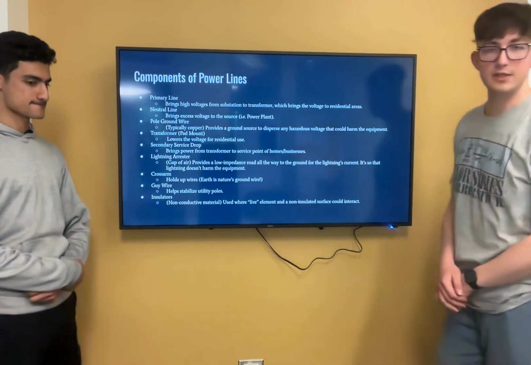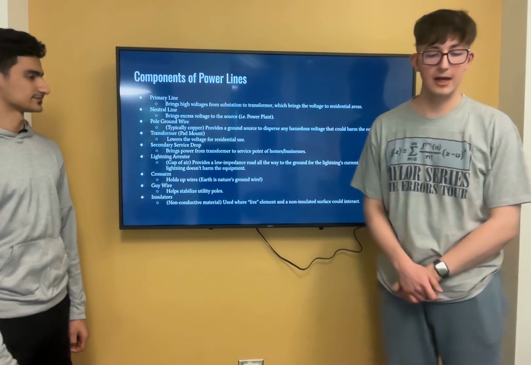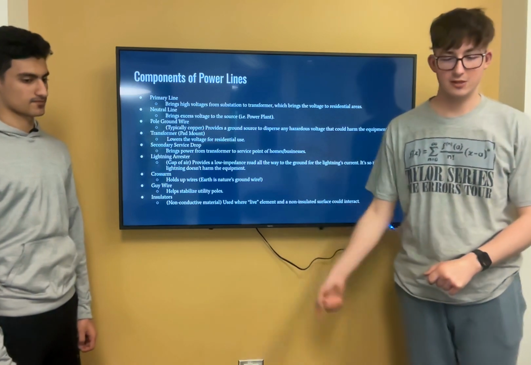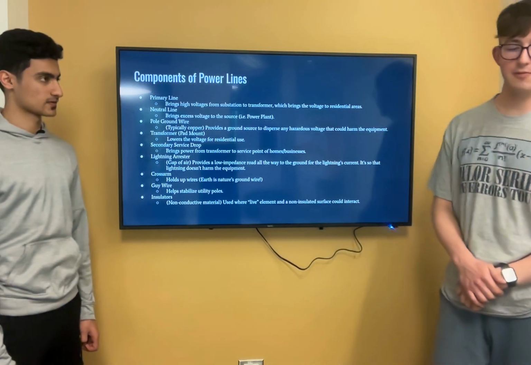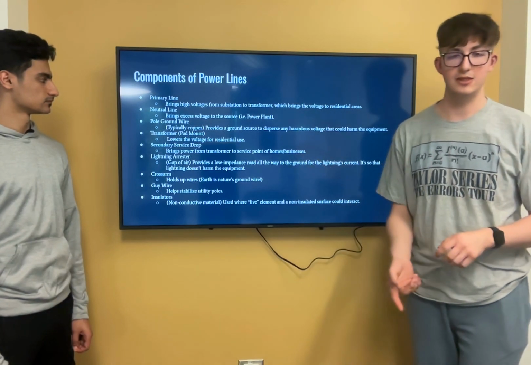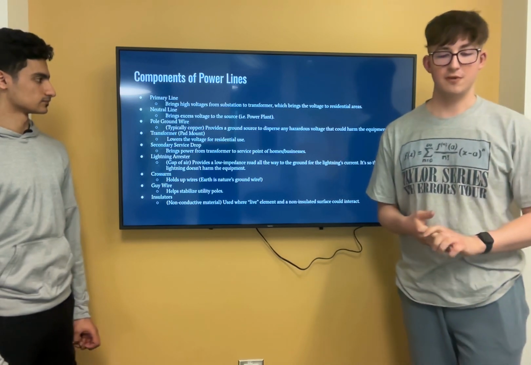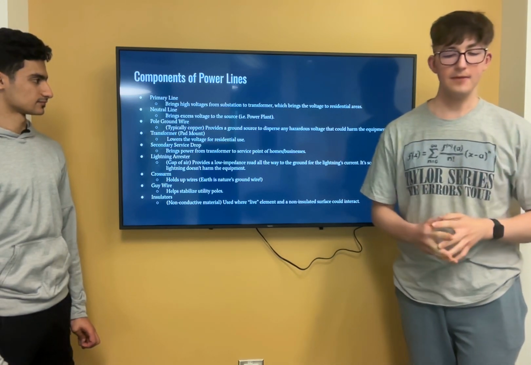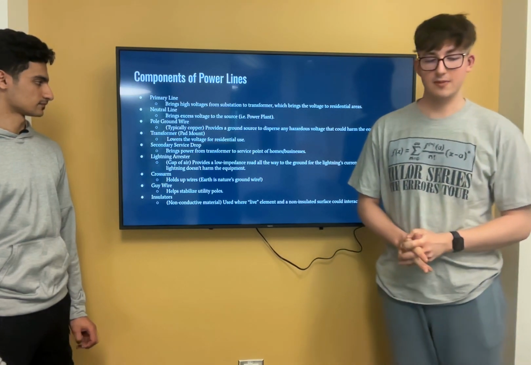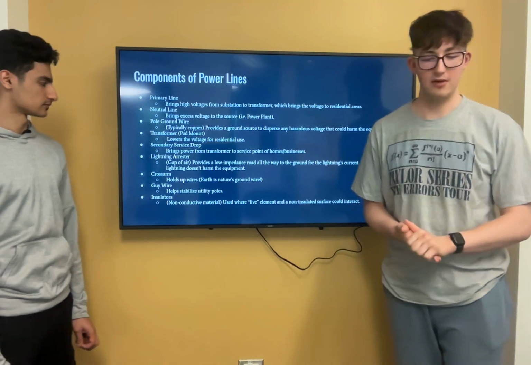The next thing that we're going to talk about is the components of power lines. The primary line brings the high voltage from the substation to the transformer, and then that brings the voltage over to residential areas. Then we have the neutral line, which brings any excess voltage back to the source, which is the substation. Then we have the pole ground wire, which provides a ground source to disperse any hazardous voltage that could harm the equipment. And then we have the transformer, which lowers the voltage for residential use, specifically a step-down transformer.